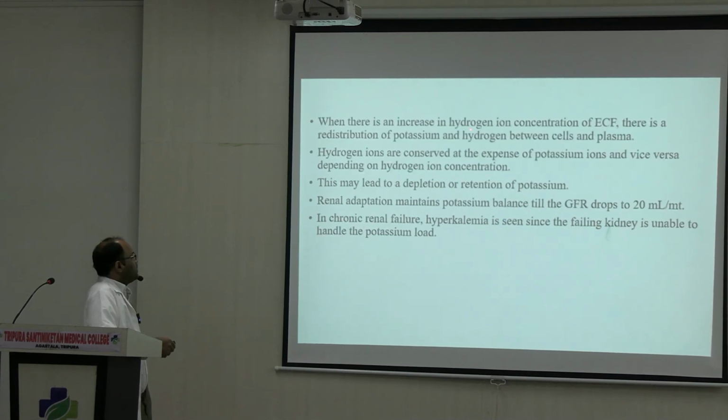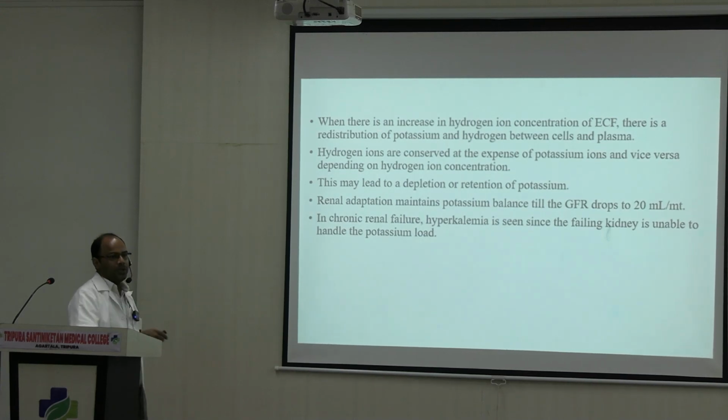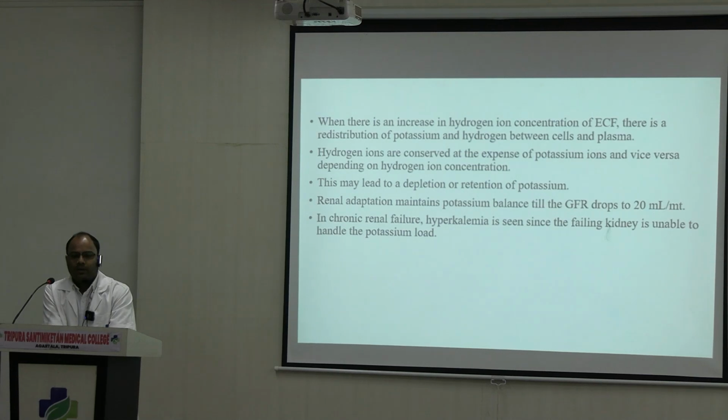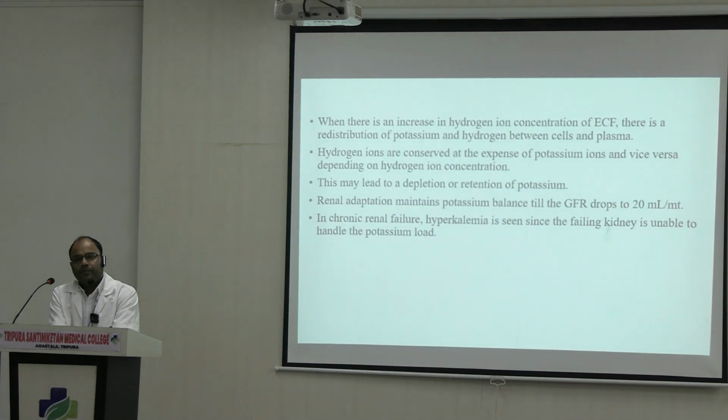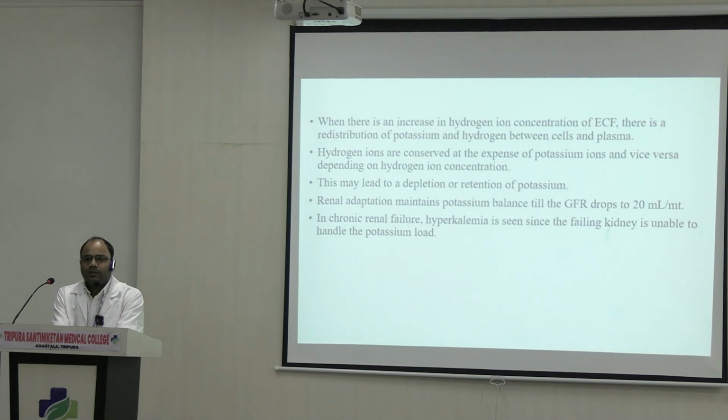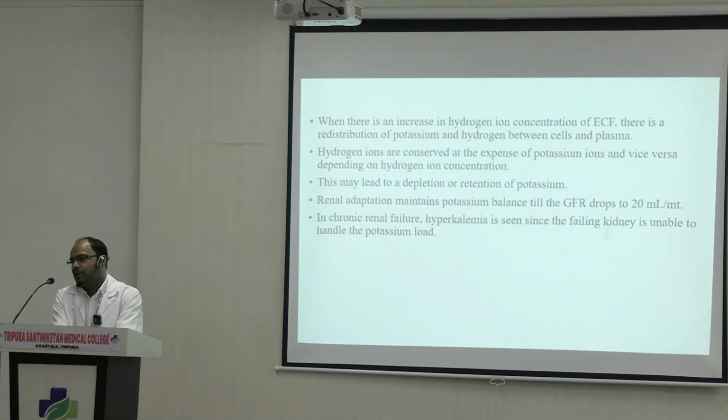When there is an increase in hydrogen ion concentration of extracellular fluid, there is a redistribution of potassium. So a patient suffering from acidosis, in any form, either metabolic acidosis or respiratory acidosis, may also suffer from hyperkalemia. Hydrogen goes inside the cell and potassium comes out of the cell. By this way, the patient may suffer from hyperkalemia.